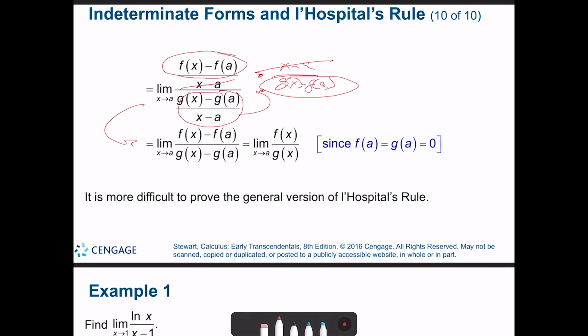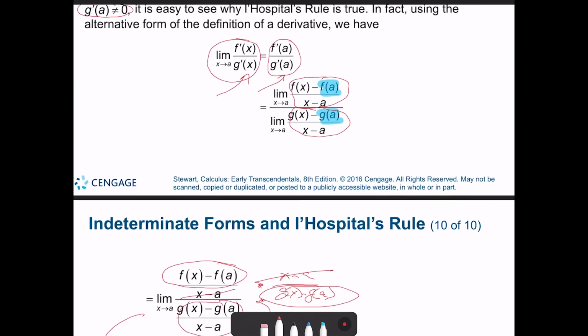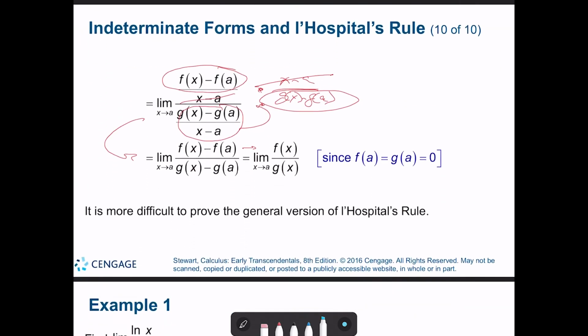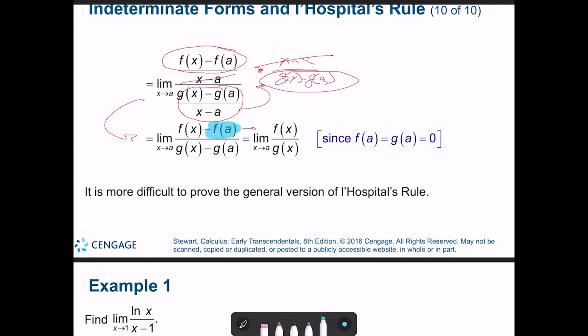And then we go from here over to here, and the f of a and the g of a disappear. Where did they go? We were told that this was a very special case, where f of a and g of a were both equal to 0. F of a is 0, g of a is 0, therefore they have disappeared, leaving us just with f of x over g of x. You're very excited right now. It's just thrilling that we've discovered that. What is it that we just discovered?